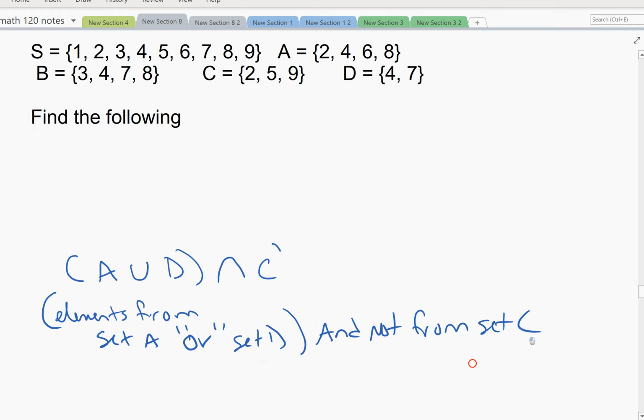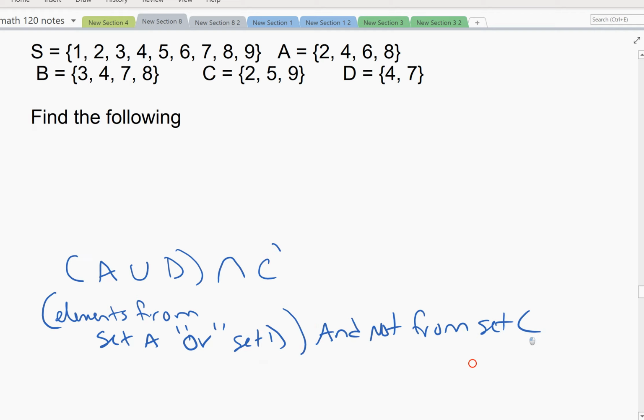So first I'm going to write down A: 2, 4, 6, 8. And then I get to include anybody in D. I already have 4, so I don't include it again, so I get to include just the 7. And so there's all the numbers that are in A or D.